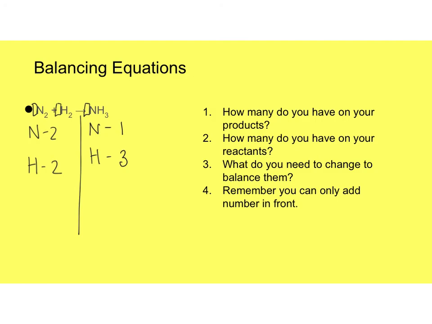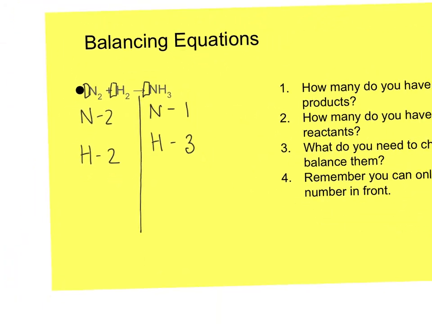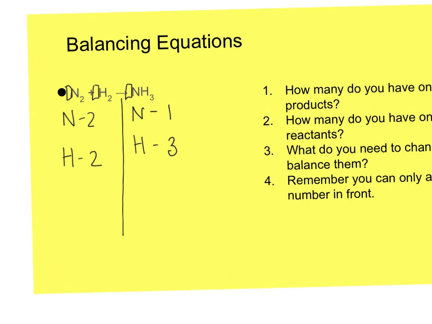Okay, and this is quite a hard concept to grasp. Okay, I can only put numbers in front. I can't just put numbers anywhere. Okay, so I'm going to start by trying to balance. So I've got 2 nitrogens on this side. I've got 1 nitrogen on this side.